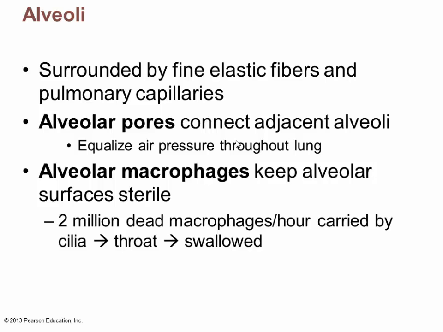Now there are alveolar macrophages. These are the big eaters that help keep your alveolar surfaces sterile, so that we don't have bacteria growing here. We don't want debris building up here, because we want to maximize our gas exchange. Now, kind of a gross thing, we have about 2 million dead macrophages an hour. Those 2 million dead ones are carried by cilia all the way up through the entire throat and then are swallowed. So that's a lot of dead cells that we're swallowing all the time, but it's a good thing because it's keeping our lungs clean.